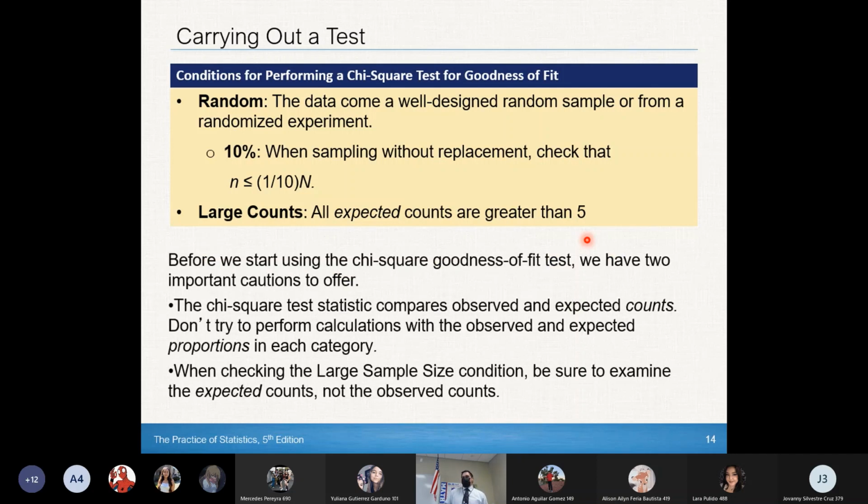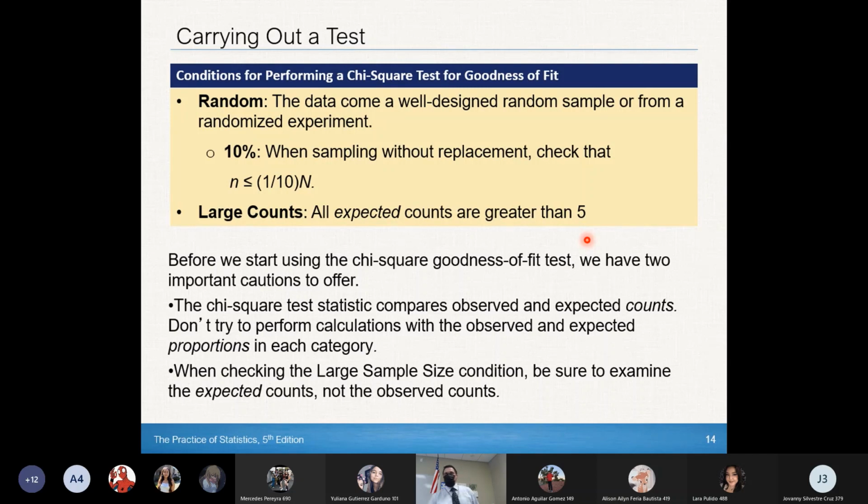Before we start using the chi-square goodness of fit test, we have two important cautions to offer. Right? The chi-square test statistic compares observed and expected counts. Don't try to perform calculations with the observed and expected proportions in each category. Not how it works. We're dealing with the counts. When checking the large sample size condition, be sure to examine the expected counts and not the observed counts.